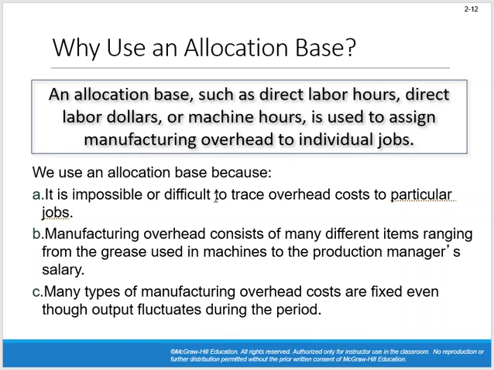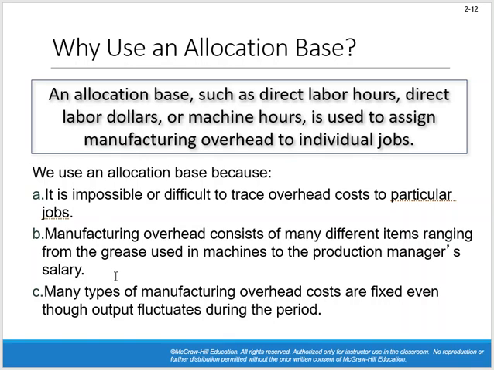Why do we use an allocation base? Well, first, because we can't directly trace these MOH costs to the jobs, right? That's why they're indirect. That's why they're in MOH to start with. So A says it's impossible or difficult to trace overhead costs to particular jobs. So we can't trace it. We're going to have to figure out a way to allocate it. B, MOH consists of many different items ranging from grease used in machines to the production manager's salary. Again, all indirect costs, virtually impossible to trace directly to each job, so we're going to need to allocate.